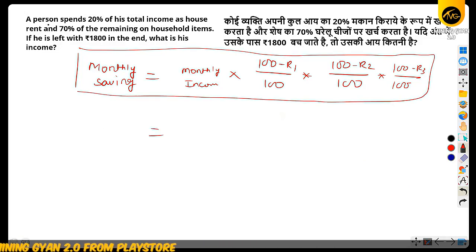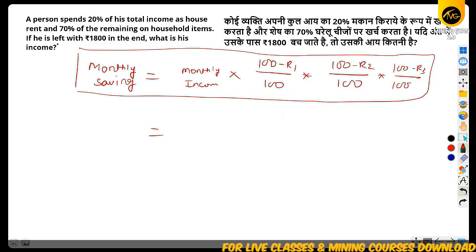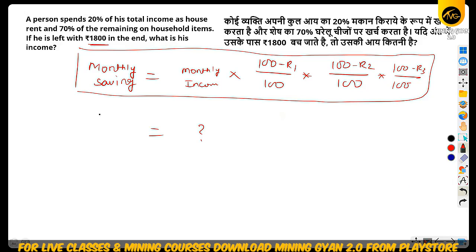Now, a person spends 20% of his total income as house rent and 70% of the remaining on household items. Now, we have to find out the monthly income. What is his income? So this is the question, and monthly saving is given, that is 1,800. So 1,800 is equal to monthly saving.